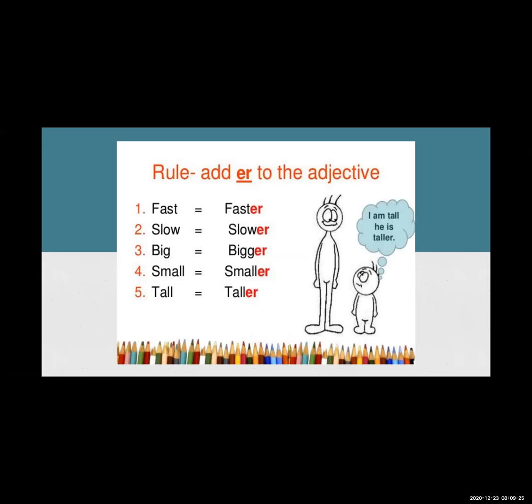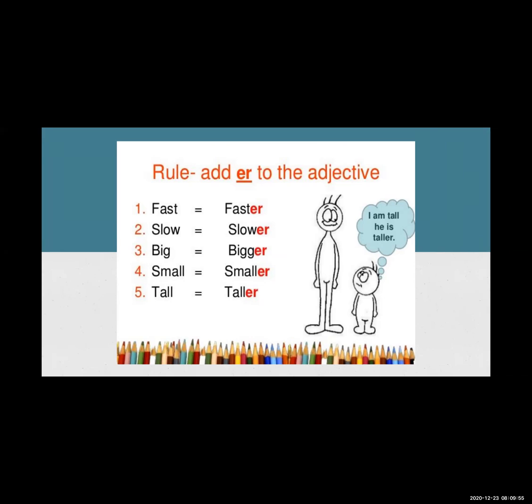We'll see the examples or the rules. What are the rules? See, in degree of comparison, adjectives play an important role. Right now only I have told you the adjectives, those are describing words, so they play an important role as they are the describing words. So fast, slow, big, small, tall, these all are adjectives. So what is the rule? Add er to the adjectives.